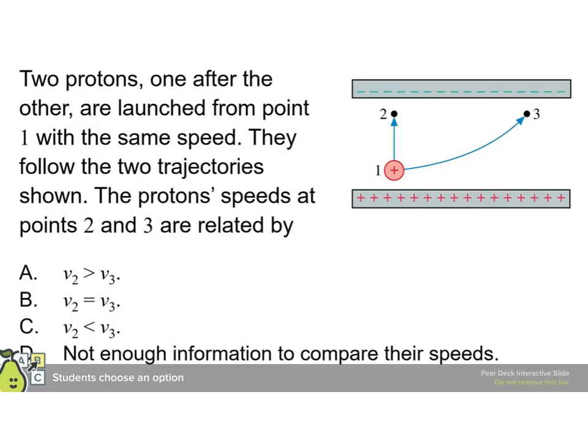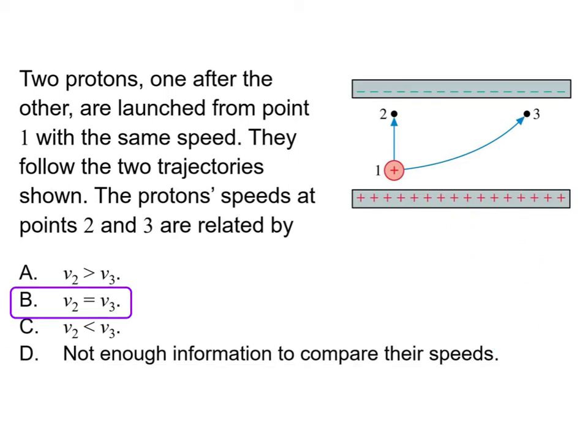All right, 2 protons, one after the other, are launched from point 1 with the same speed. They follow the trajectory shown. What can we say about the speeds at point 2 or 3? Well, they've fallen through the same potential, right? They have the same delta V, and the change in U is just Q delta V, so they're the same change in energy, so the same delta K. But if they start at the same speed and they have the same delta K, then they must end with the same speeds as well.